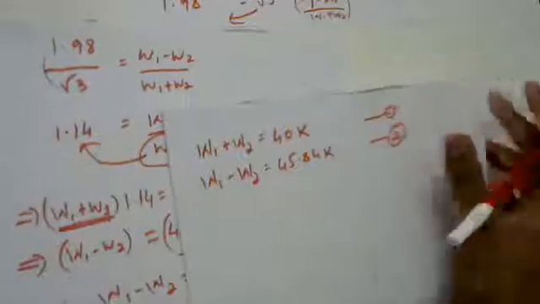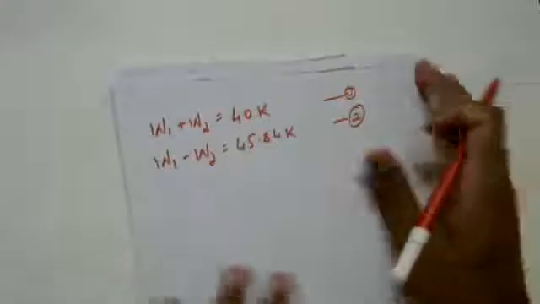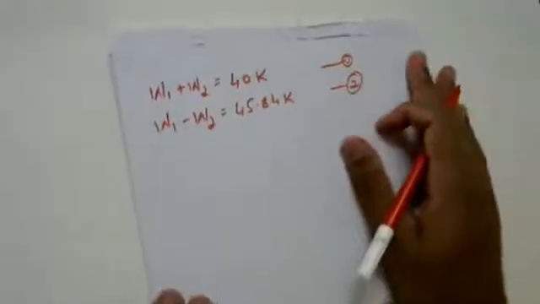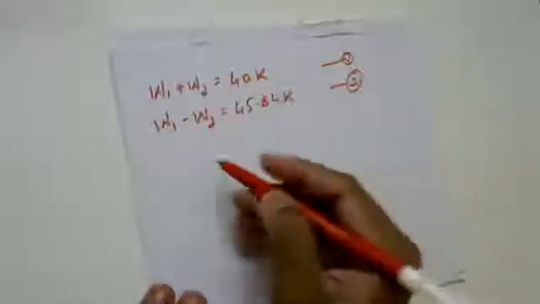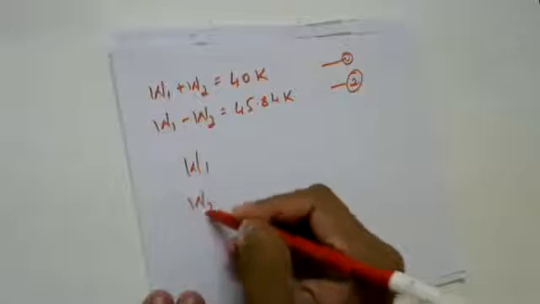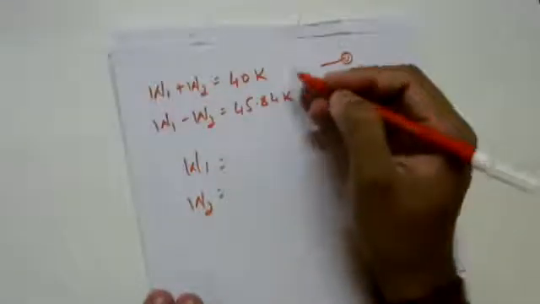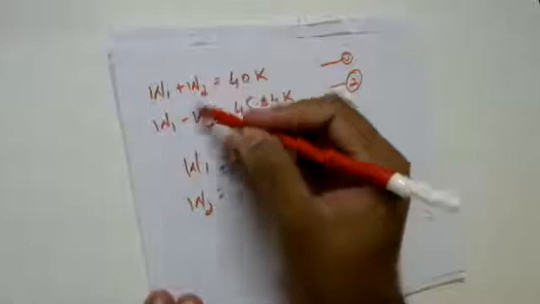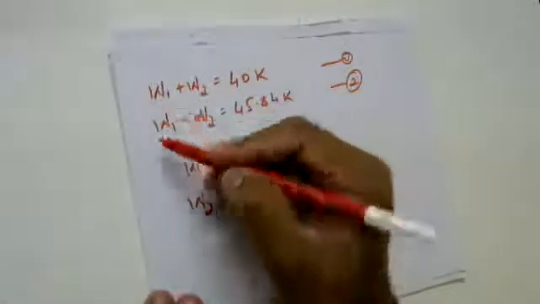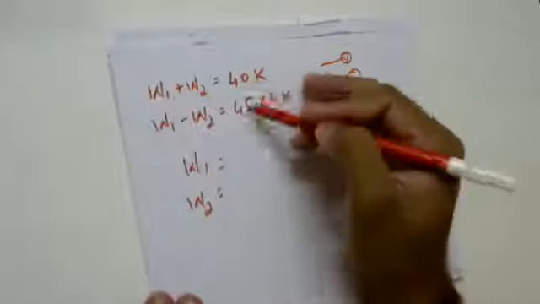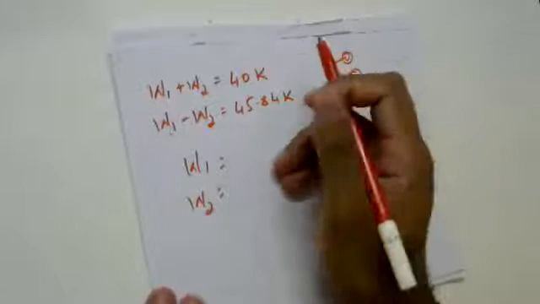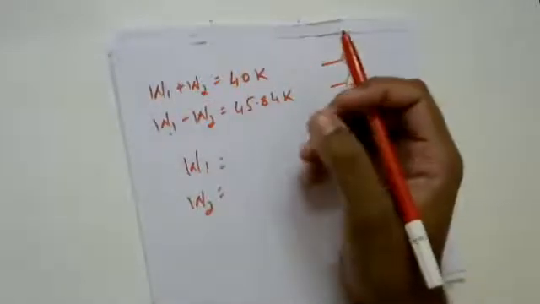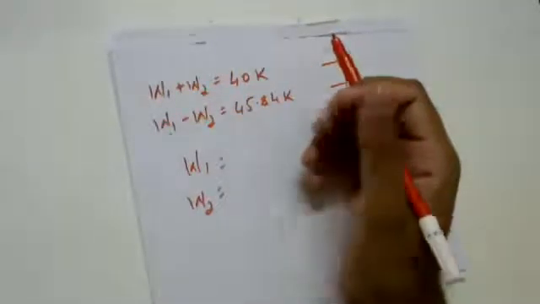So I need to just solve this simultaneous equation. If I am able to solve it, I should be able to fetch the values of W1 and W2. Solve the two equations and get me the value of W1 and W2. Just add them. So W2 will get cancelled, giving 2 W1 is equal to some answer, so W1 will be the answer divided by 2. What is the value of W1?